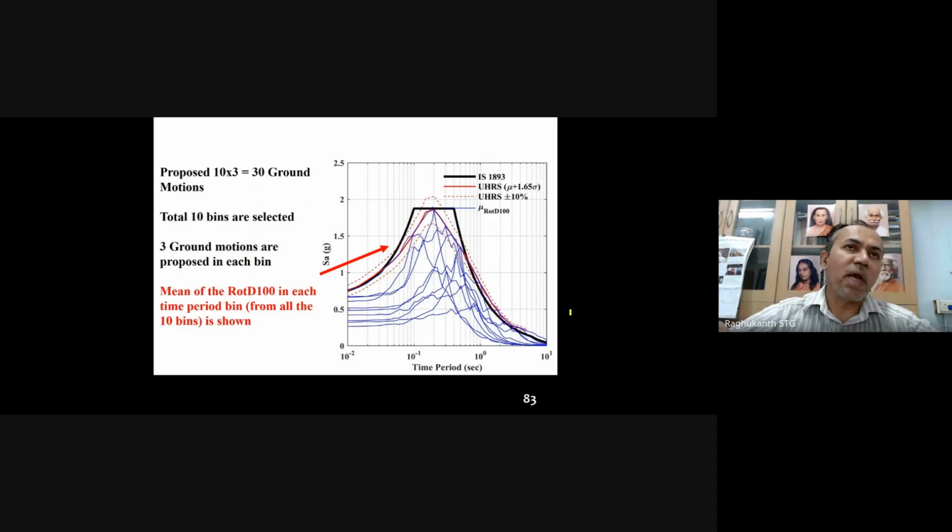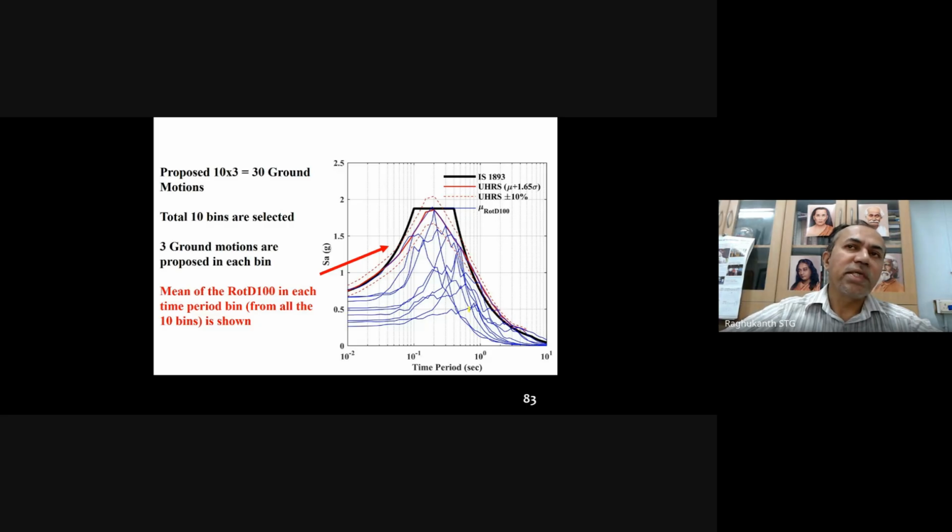Okay, so this is given in the appendix in our IS 1893. So these are the mean values of the IS code, and this is our UHRS also. And 3 ground motions also we have given here. So the idea is, if you want to do any time history analysis in India on the simple side, without going to site specific analysis and other things, you can use these 30 ground motions for performance assessment. You can select the ground motions which are close to your structural natural frequency, and do the time history analysis itself.